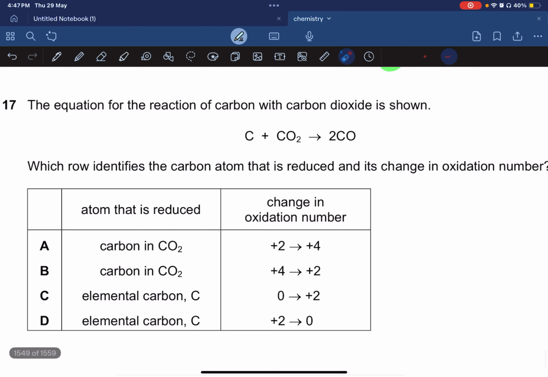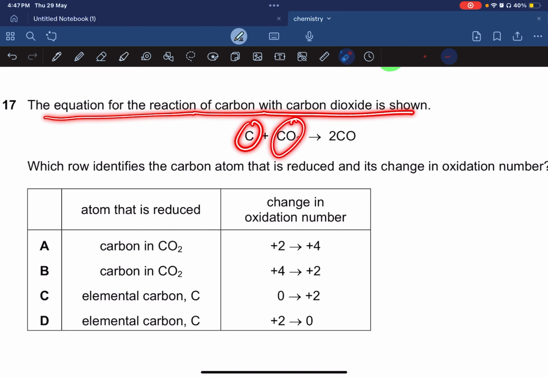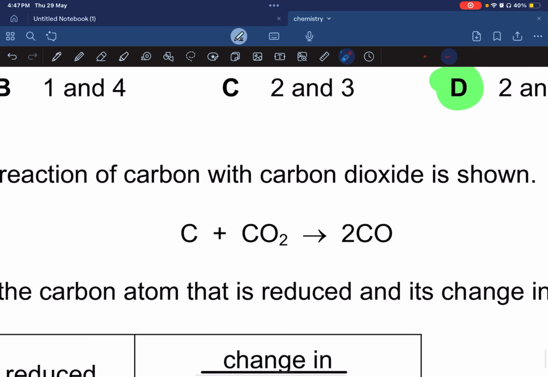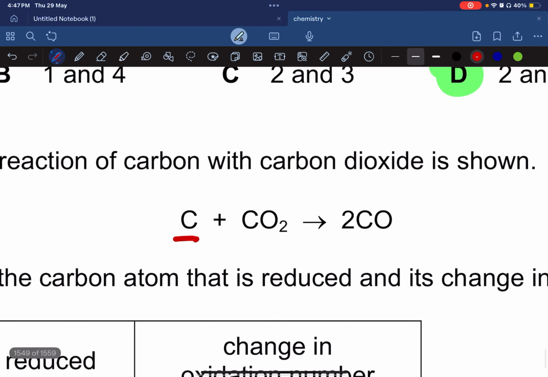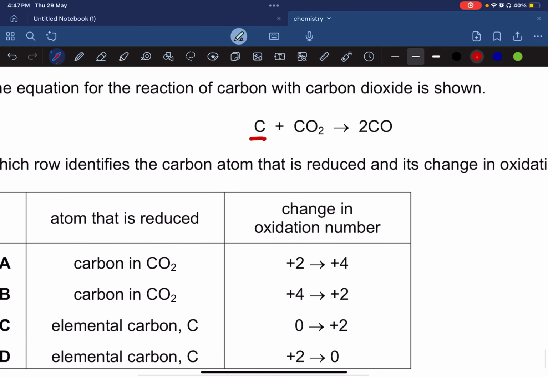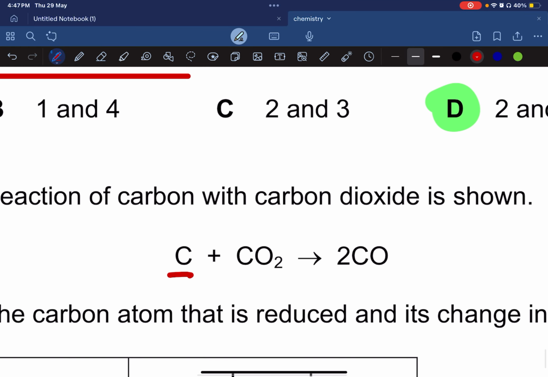Moving on, the equation for the reaction of carbon with carbon dioxide is shown. Carbon reacting with carbon dioxide to form carbon monoxide. I'd like to ask you guys one thing. What is happening to this carbon right here? Is it getting oxidized or reduced? Okay, wow, it's about oxidation and reduction. I didn't see this. But still, what is happening to this carbon? From 0 right here, to 4 plus over here, and over here the carbon is at 2 plus.